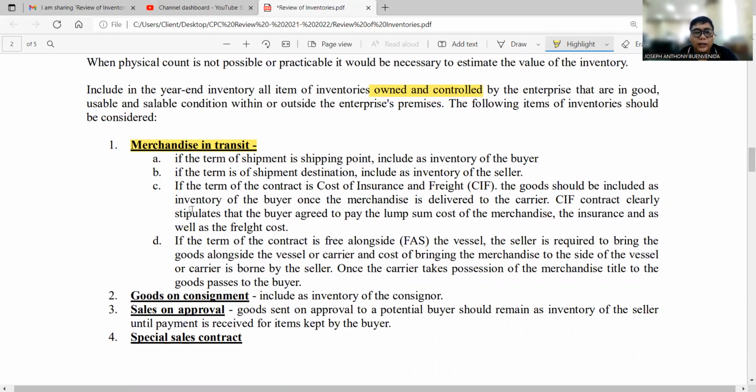So how do we account for that? If the term of shipment is shipping point, it is included as inventory of the buyer.